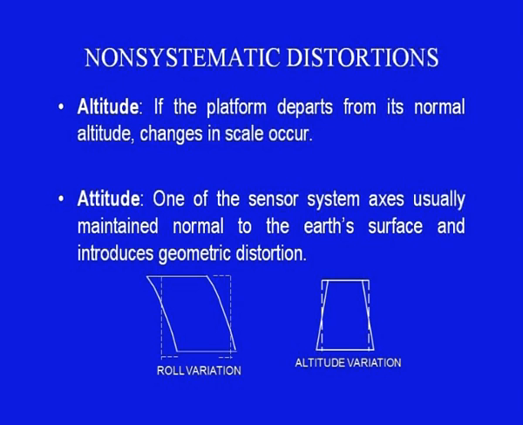Now we come to the non-systematic distortions. First is altitude. If the platform departs from its normal altitude, changes in scale occur. Next is attitude. One of the sensor system's axes is usually maintained normal to the earth's surface, and departures from this introduce geometric distortion.